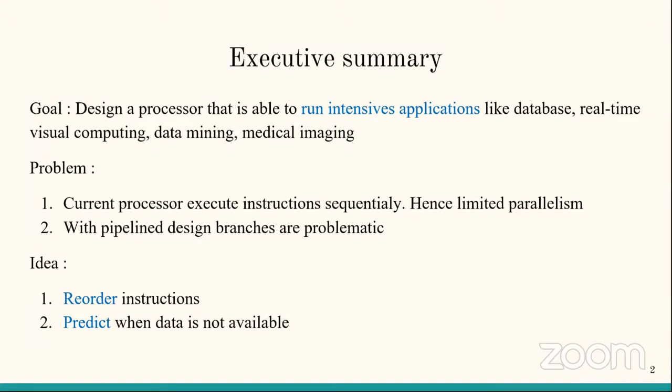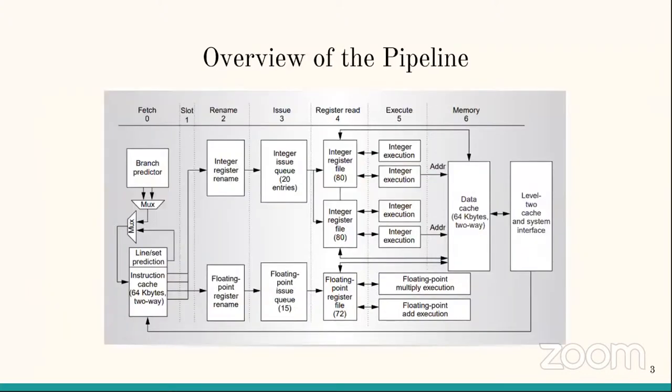So let's start with an overview of the processor. The Alpha 21264 microprocessor has a 7-stage pipeline. Here you can see the big overview of the processor with the 7 stages of the pipeline. So we can directly move to the first stage of the pipeline, which is the fetch engine.